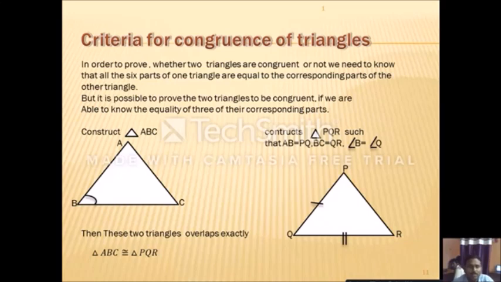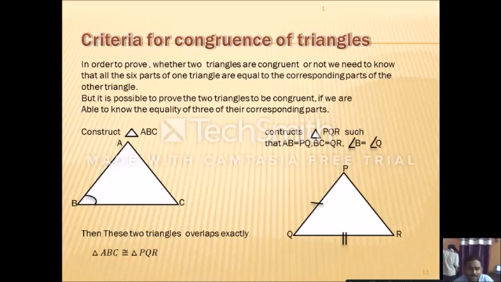In order to prove whether two triangles are congruent or not, we need not know that all six parts of one triangle are equal to the corresponding parts of the other triangle. It is possible to prove the two triangles congruent if we know the equality of three of their corresponding parts.